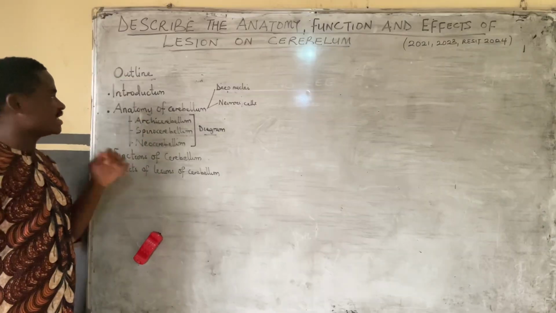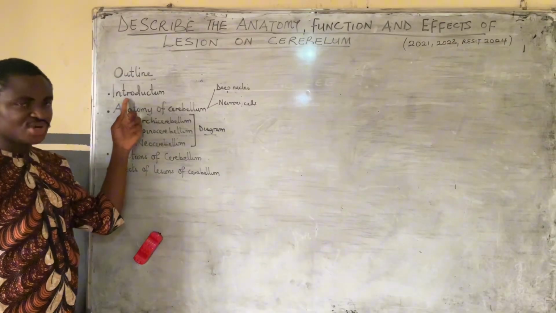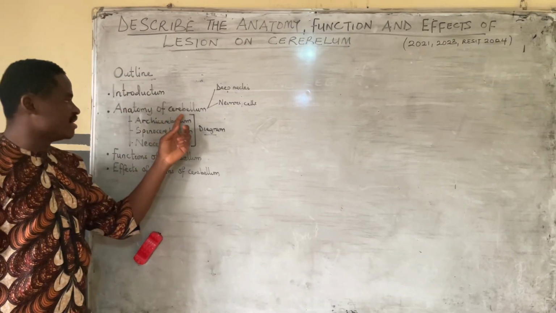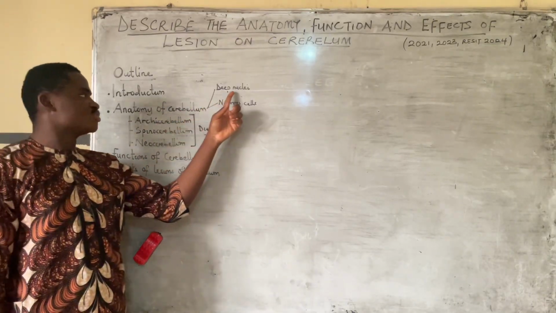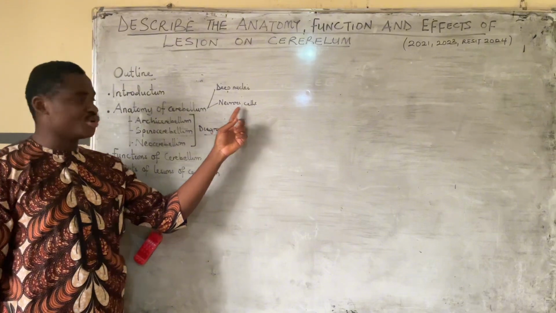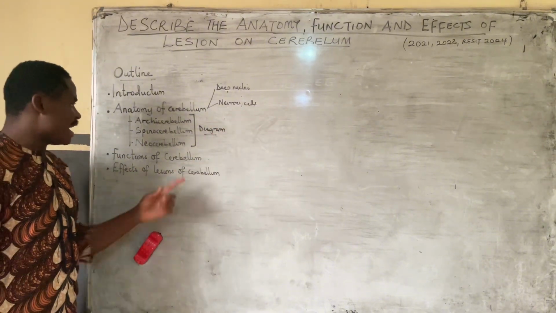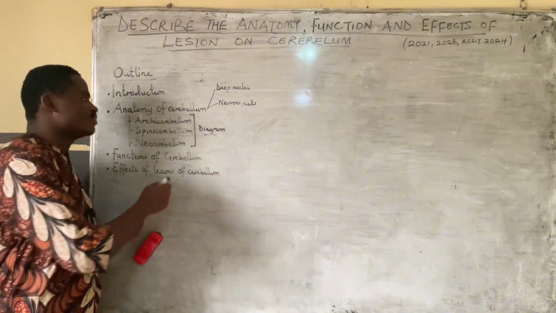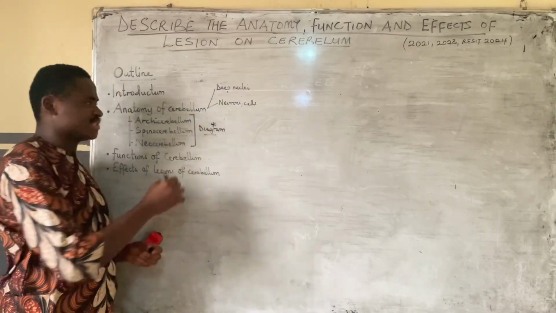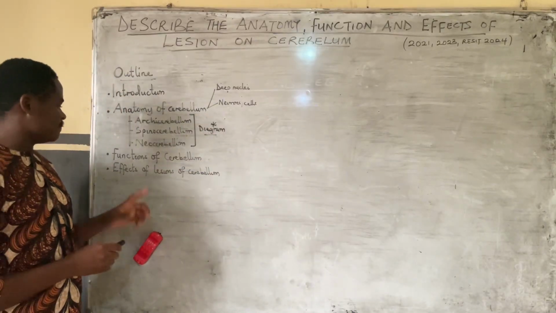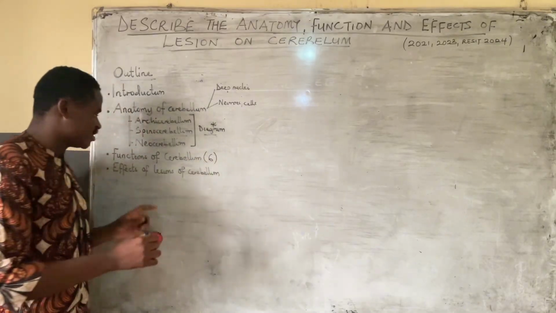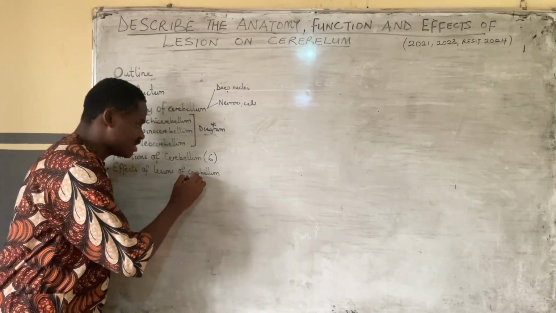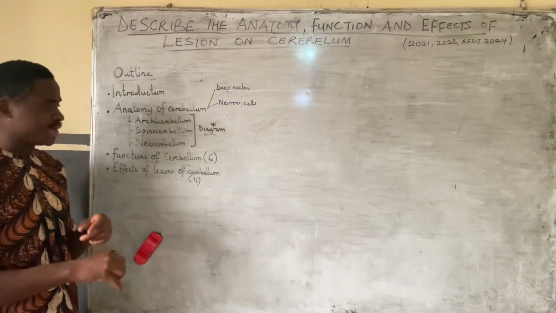So we have an outline that can help us to really go through it. Introduction, anatomy of the cerebellum, where I will talk about the functional layers, and I'll also talk about the deep nuclei and the neurons, otherwise called the cells. I'll add a diagram because it's necessary you add a diagram. Never leave physio essays without diagrams. And then functions of lesions, and there are about 6 of them. I'll tell you how to remember, and effects of lesion, about 11 of them you must remember for your exams.